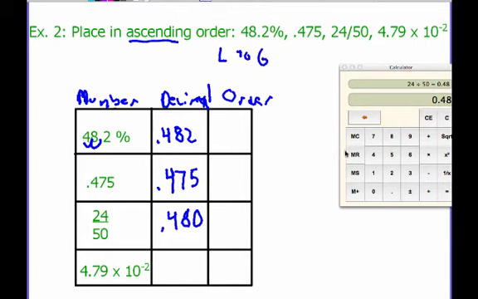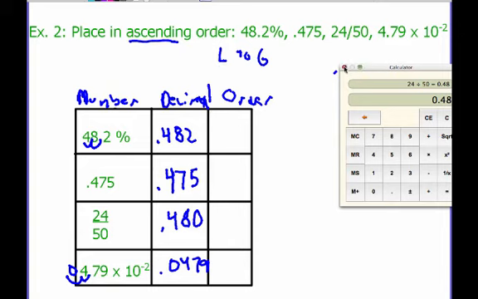And finally, 4.79 times 10 to the negative 2 power. Well, 10 to the negative 2, we move our decimal point 2 places to the left, fill in a blank with a 0, and I get 0.0479. All right, so now I'm going from least to greatest.